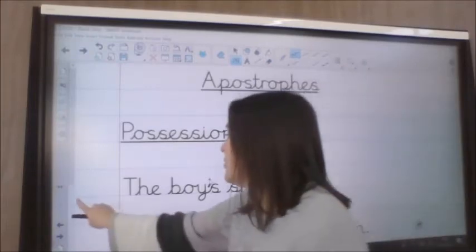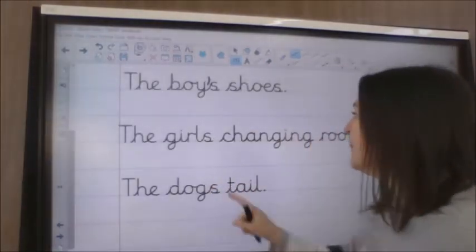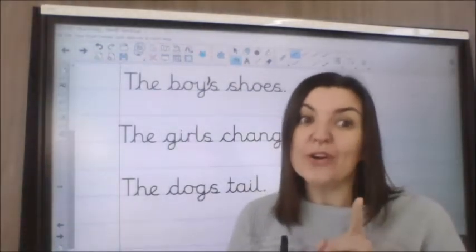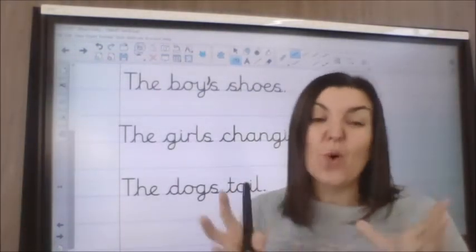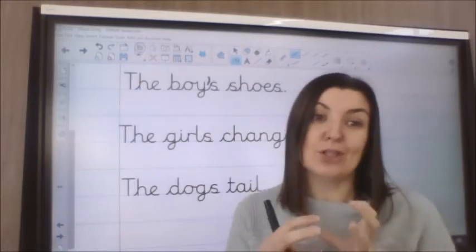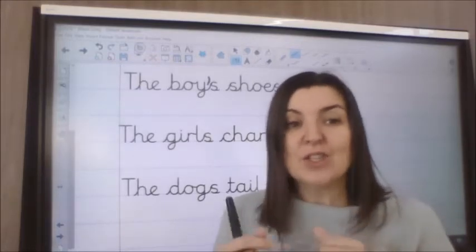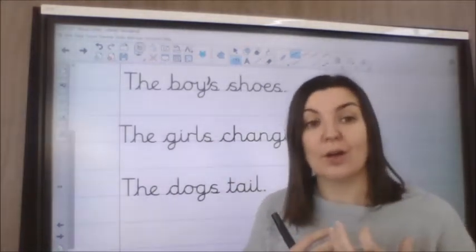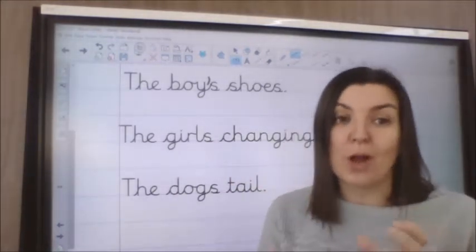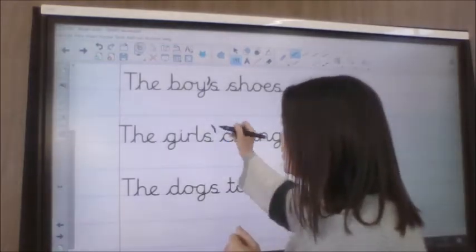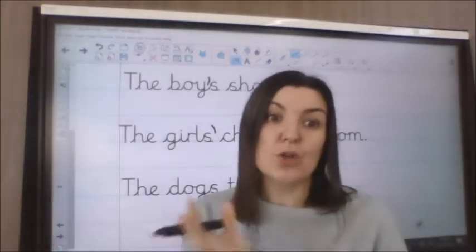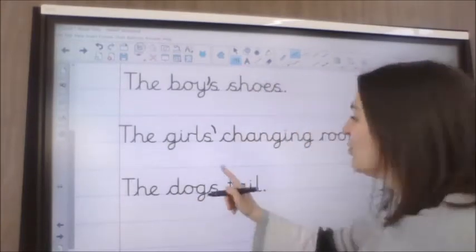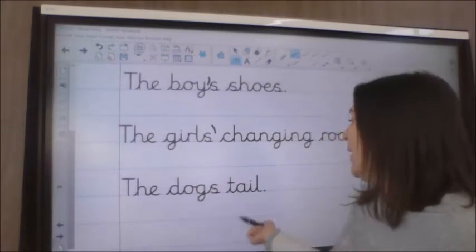Now the second one I want to have a look at here for possession is the girls' changing room. That's not just one girl that changing room is for. It's for all of the girls. Like when we go swimming, we have a girls' changing room and a boys' changing room. So girls is the plural of girl, which means there's more than one girl, and the changing room belongs to all of them. So this time the apostrophe would go after the S, because it belongs to all of the girls. So then the final one, the dog's tail.